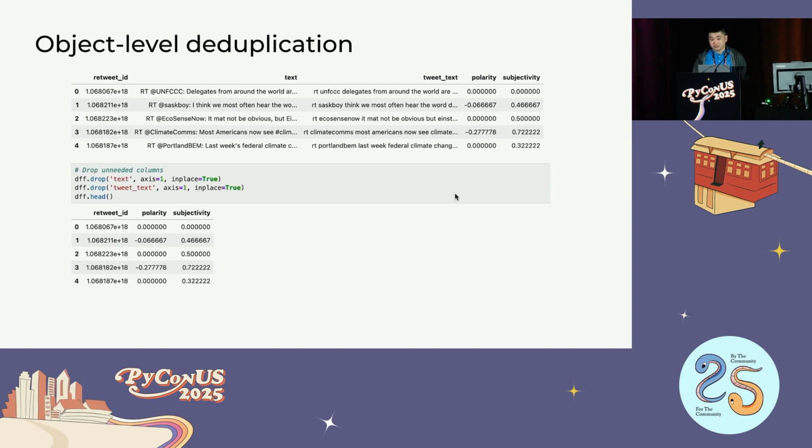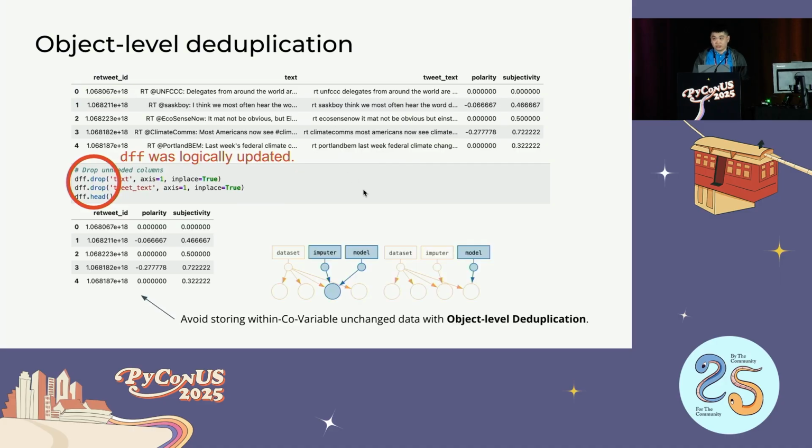So in the example that we saw earlier, where the user dropped some columns in a data frame, the data frame itself is a covariable, and this cell execution logically updates the data frame. But not everything in the data frame was updated. Apart from the columns that were dropped, the other 3 columns here are completely the same as those in the data frame here with the tweet text columns. So instead of repeatedly storing these unchanged columns, we are currently investigating how to avoid storing unchanged data within a covariable with object-level deduplication.